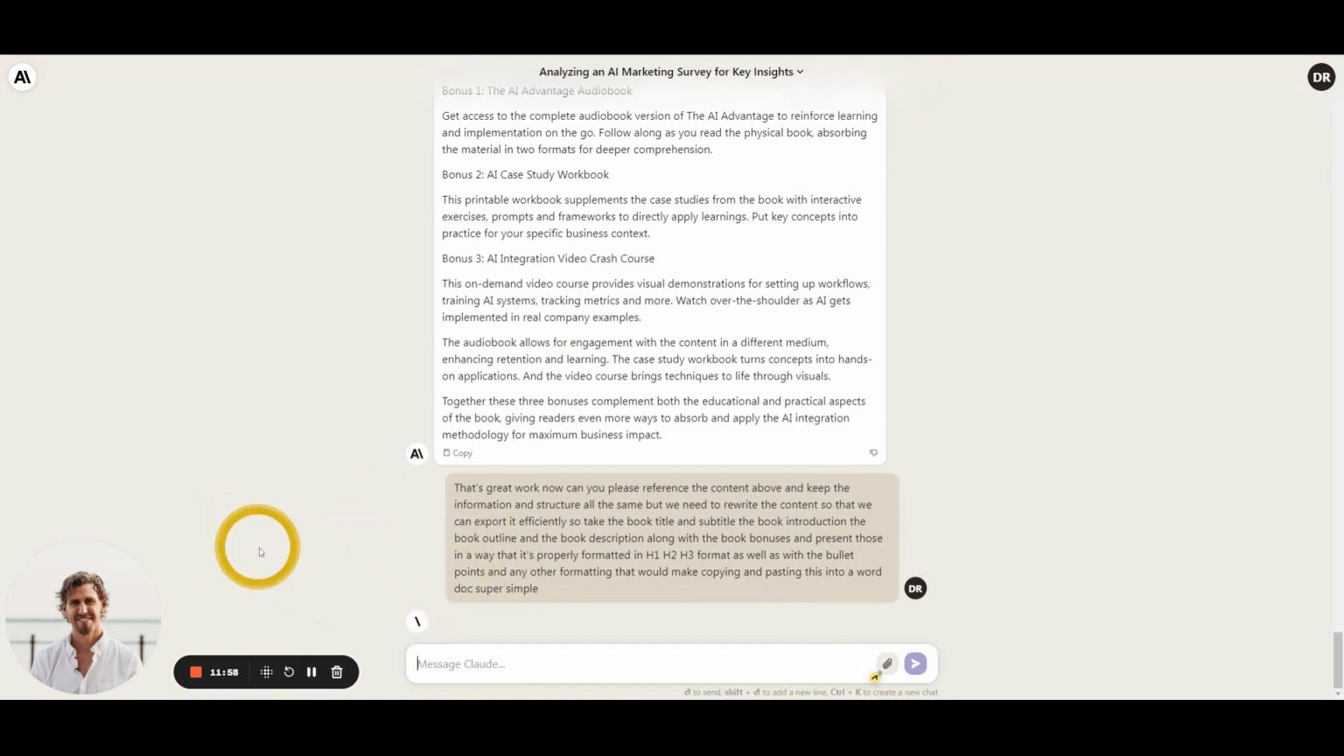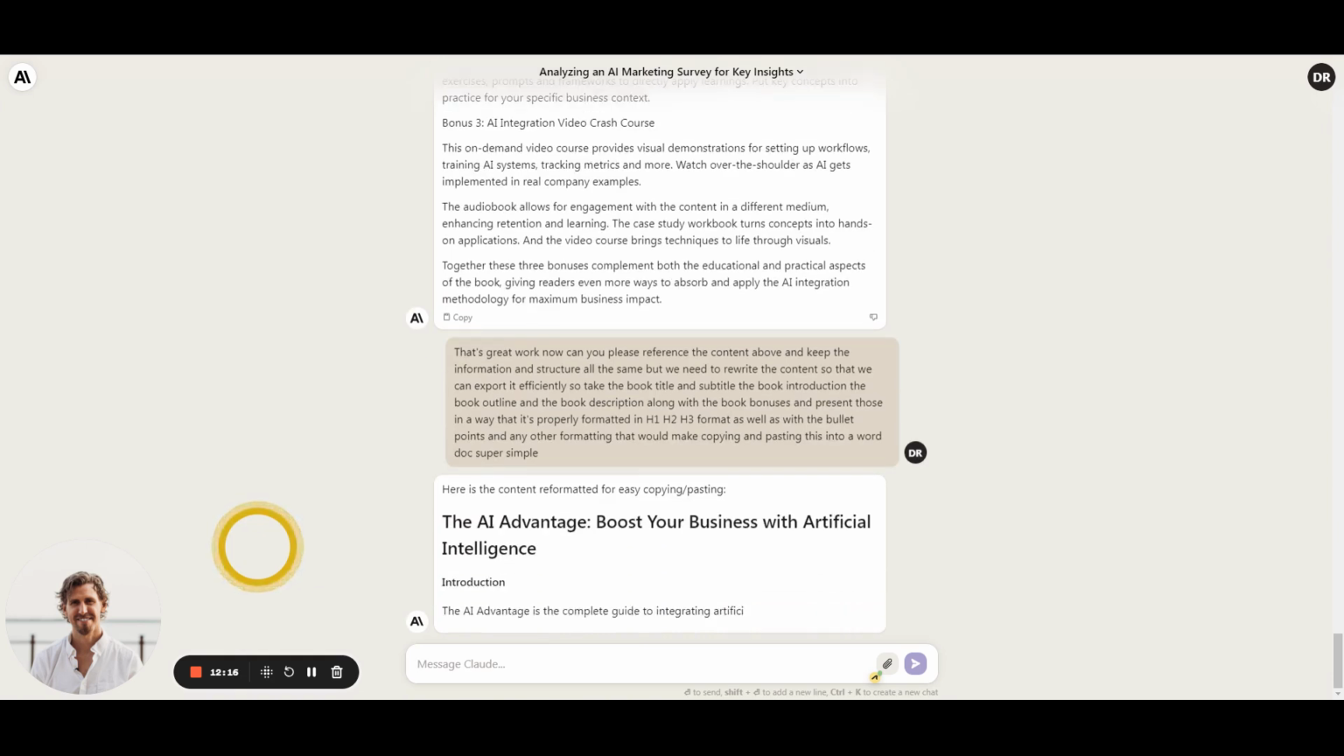And this is just a trick that I found with Claude, is that because it does take time to go back up and copy and paste, if I can just get it to rewrite the content exactly, but more formatted in a way that's just going to save me time, why not do that when I'm already working inside of the AI? And it might just take me a matter of 30 seconds. There we go.